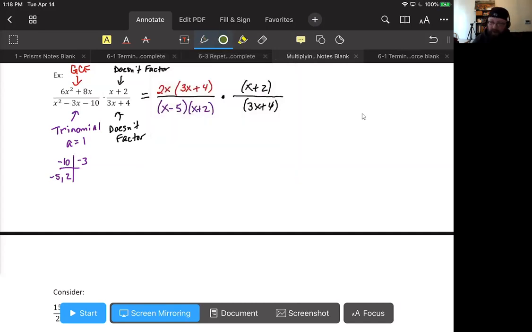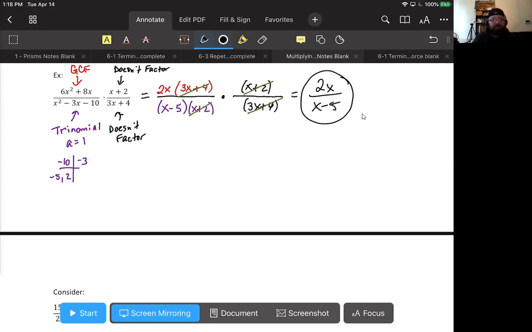Now that everything is factored, we're going to go in and cancel anything that we can cancel, which would be the 3x plus 4s, those would cancel. And the x plus 2s, those would cancel. Nothing else there can be canceled, so our final answer would be 2x on top and x minus 5 on the bottom.